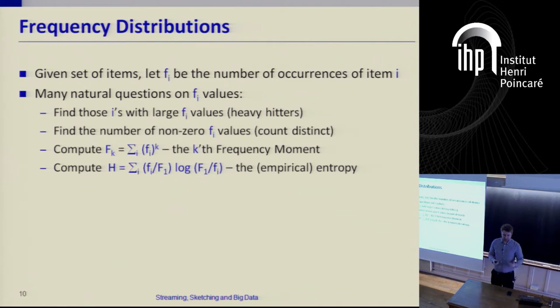Looking at that distribution, there are lots of natural questions you might ask that will tell you things of some interest. You might want to know which are the indices that have particularly large f_i values. Those are the heavy hitters. I think later in the week David Woodruff will spend about an hour just talking about that question. You might want to find how many of these f_i are non-zero. You've got a universe of possibilities, but maybe you only saw some fraction of them. What fraction did you see?